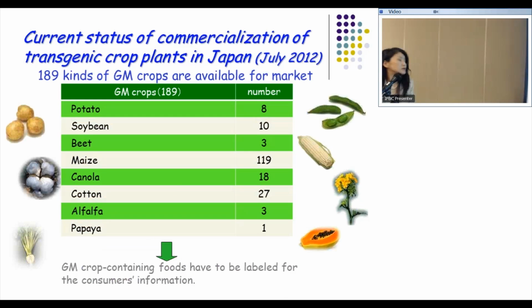And as of July this year, already 189 kinds of GM crops have gone through the safety assessment and are available in the Japanese market already.